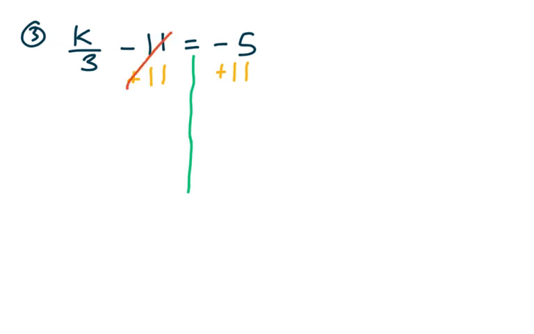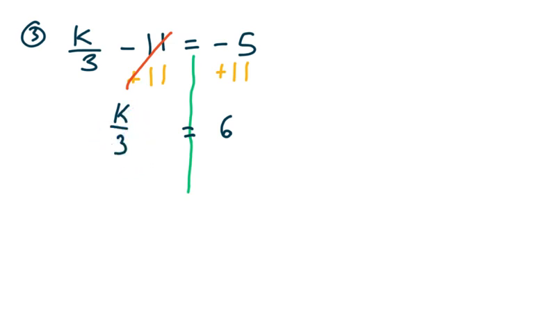So -11 and positive 11 cancel out. So I have k divided by 3 equals -5 plus 11 is 6. Now on the left side I have k divided by 3.